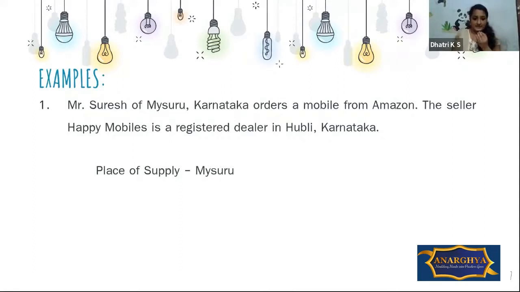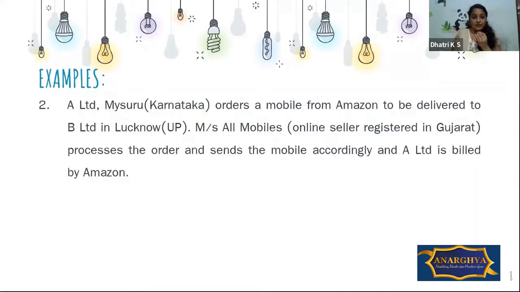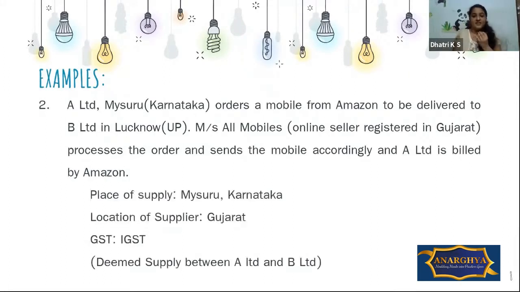We'll move on to our next example. A Limited of Mysuru, Karnataka orders a mobile phone from Amazon to be delivered to B Limited in Lucknow, UP. The seller, an online mobile seller registered in Gujarat, processes the order and sends the mobile phone accordingly, and A Limited is billed. Here, A Limited is ordering a phone for B Limited. That means the billing address is different from the shipping address. When that is the case, the place of supply should be the billing address itself. So the place of supply will be Karnataka. Since the seller is located in Gujarat, it is an interstate transaction and IGST will be levied.